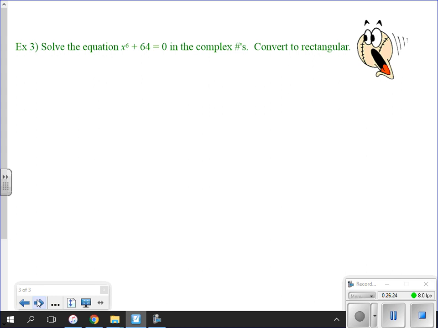What we're trying to do is solve the equation x to the 6 is equal to negative 64, which means that we need to find the 6th root of negative 64. That's what we're looking for. So what we have to do is write negative 64 as a complex number. I need to take negative 64 and write it as a complex number.